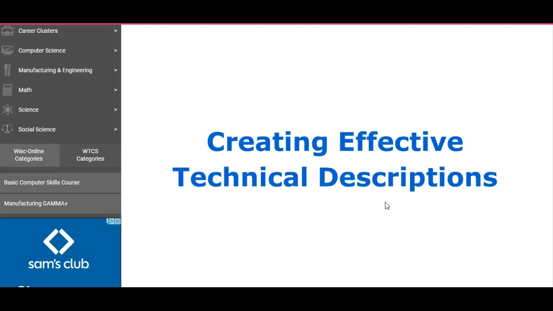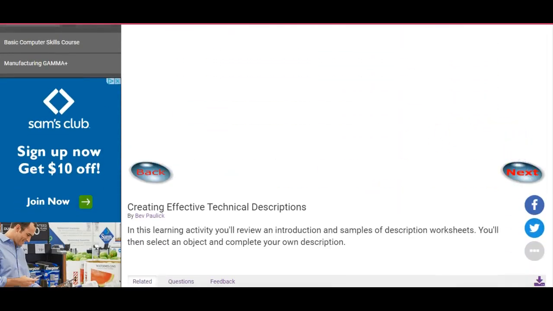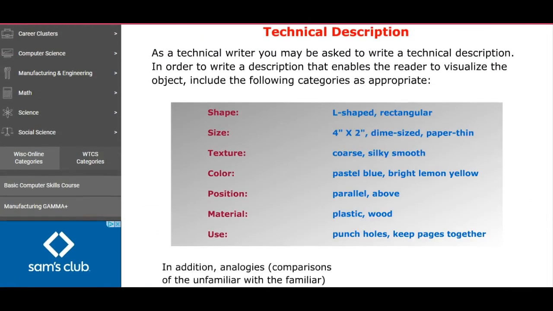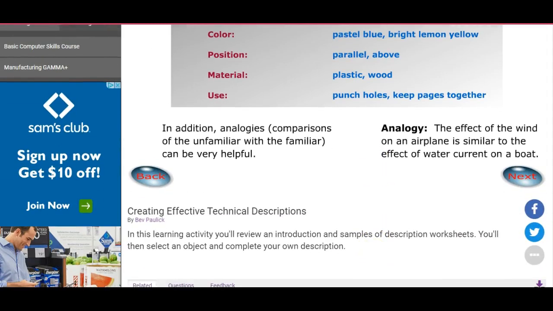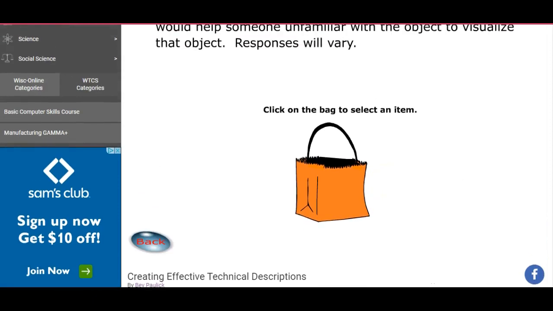Once you're on this page, click on next, and it's going to give you an example of a technical description. So this is what we are looking for. You want to do something similar in our assignment. Your table should look something like this. Notice how they are using very specific language. But what you're going to do is select 3 items from this bag.